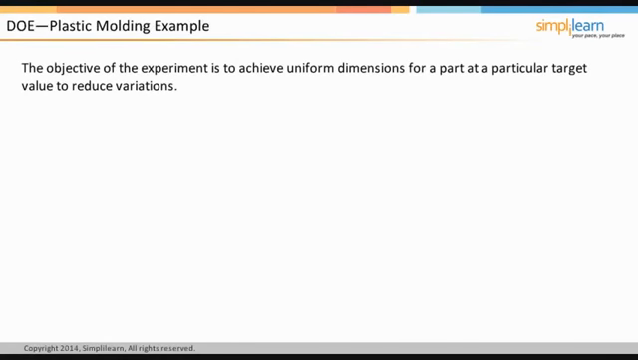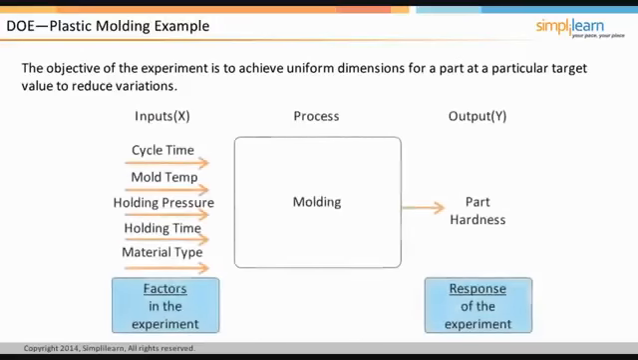To understand DOE and the main effects, consider the following example. Suppose the objective of the experiment is to achieve uniform part dimensions at a particular target value to reduce variations. The inputs, X, or factors that affect the output are cycle time, mold temperature, holding pressure, holding time, and material type. The process is the molding process, and the output or the response of the experiment is the part hardness. The components of the DOE in this example will be described in the next screen.